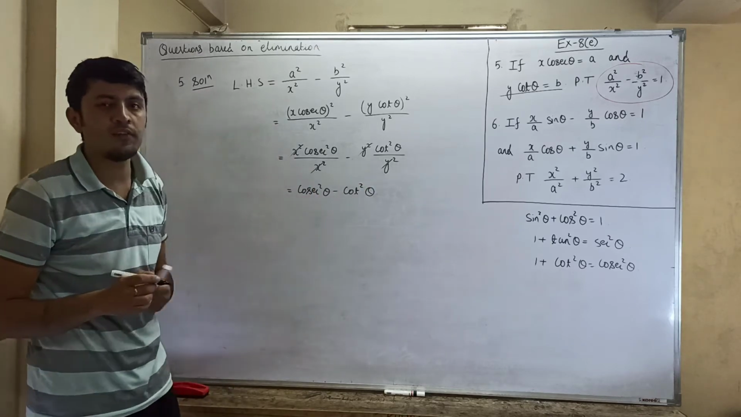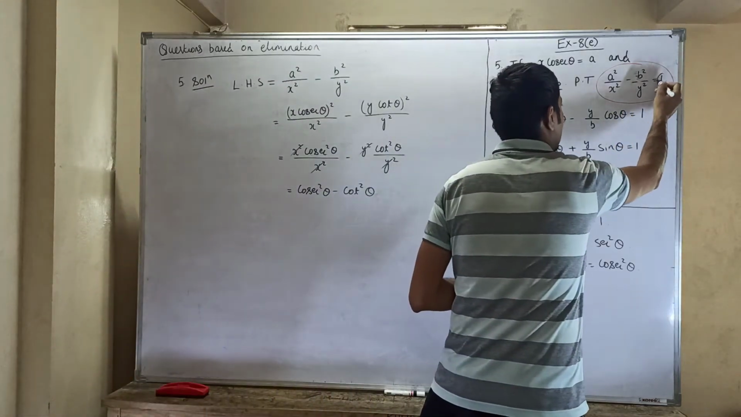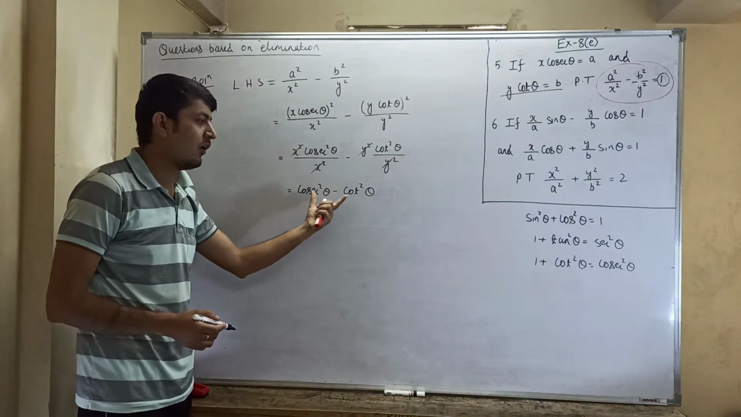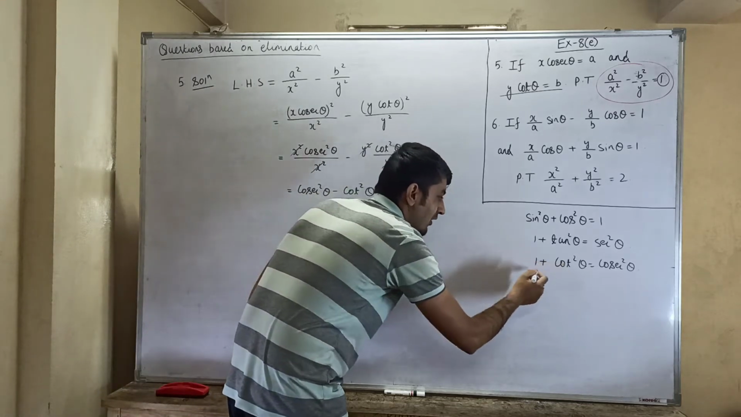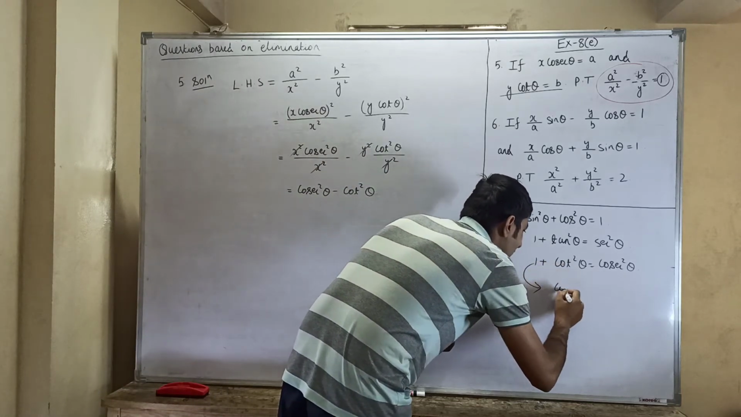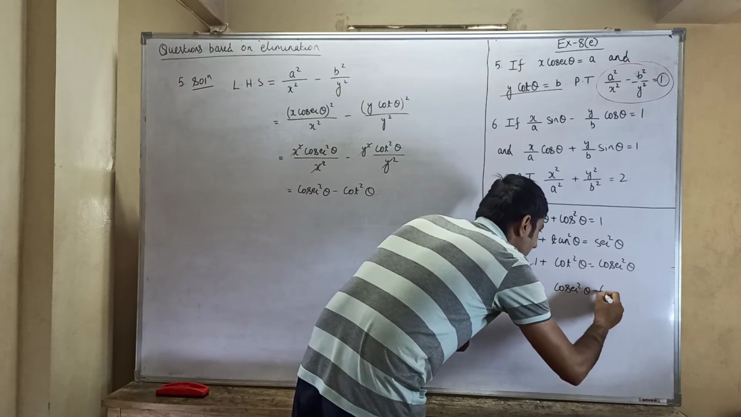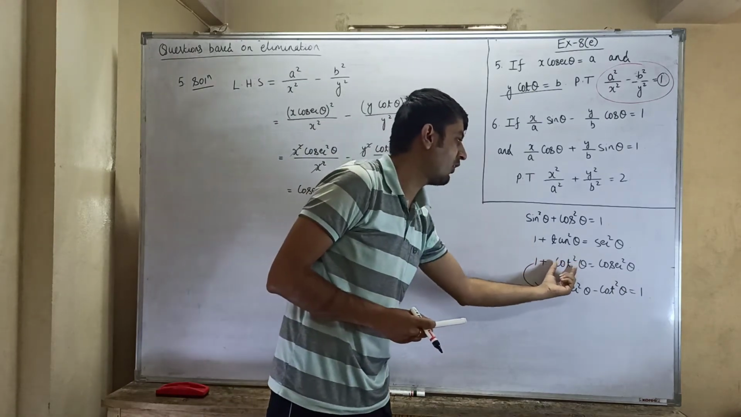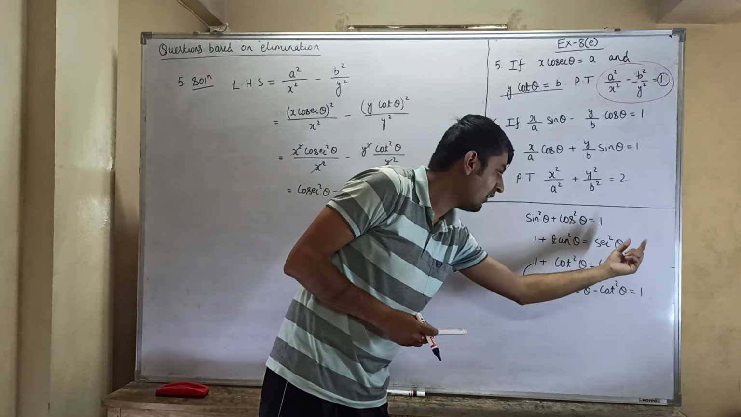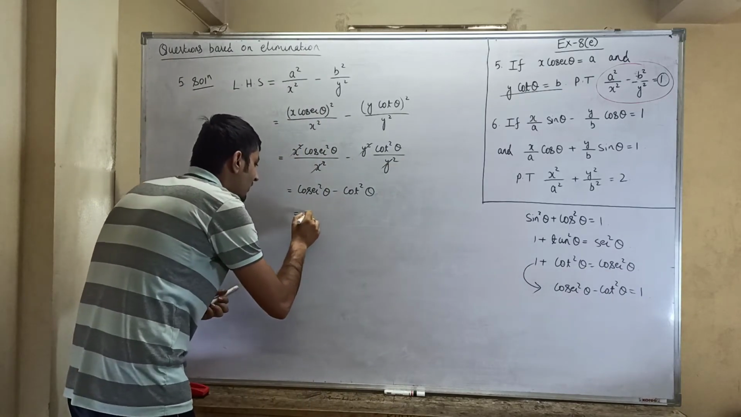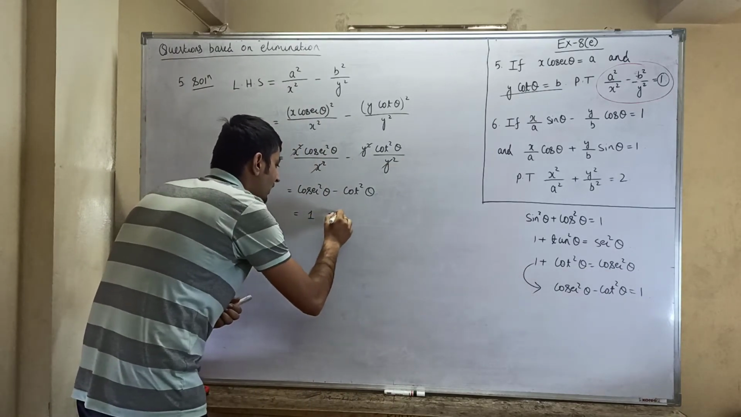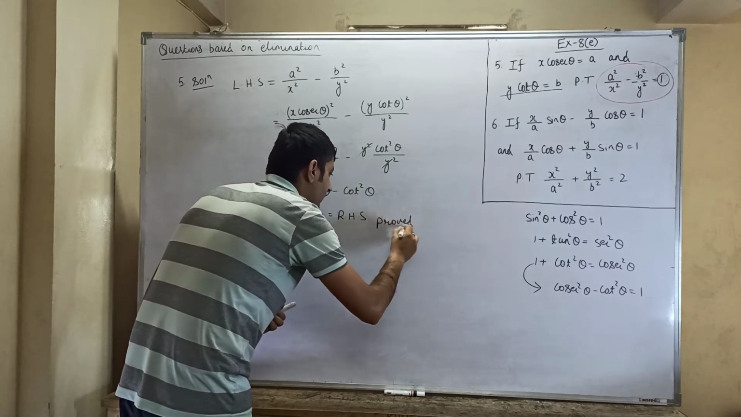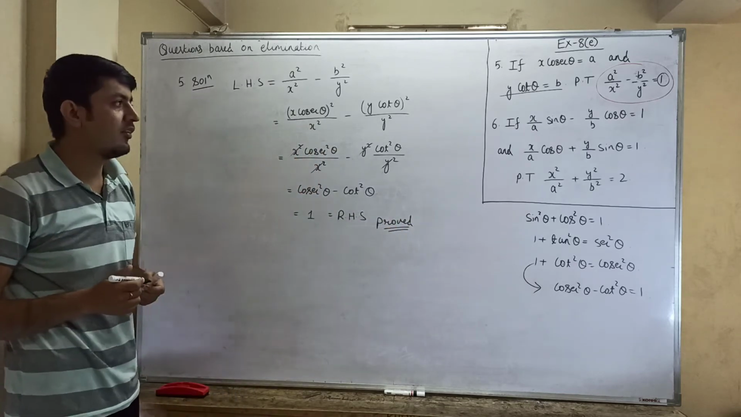And how much is the right hand side? You have to get 1. Your right hand side is 1. Is this equal to 1? Now go back to your identity relation. This is your identity relation. From here, cosec square theta minus cot square theta is equal to 1. This cot square, you bring it to the right hand side, you will be getting 1. So this is equal to 1, which is equal to your RHS, and this is proved. I hope you are alright with this.